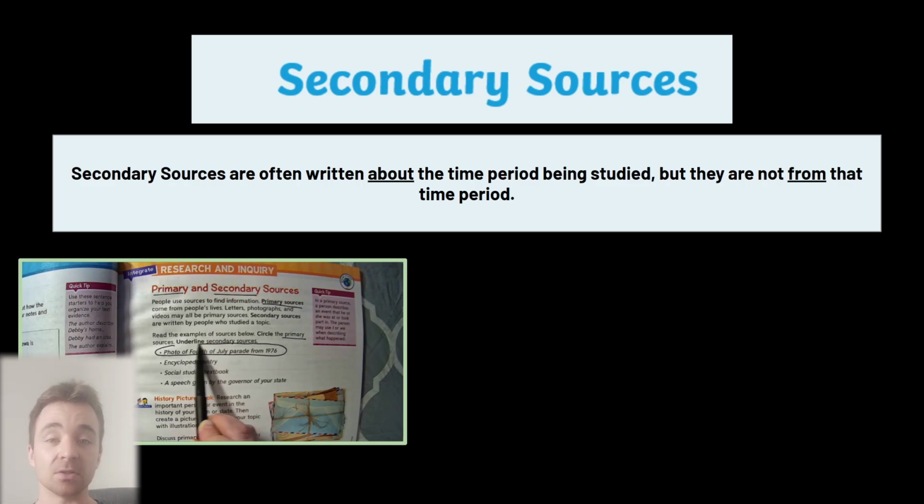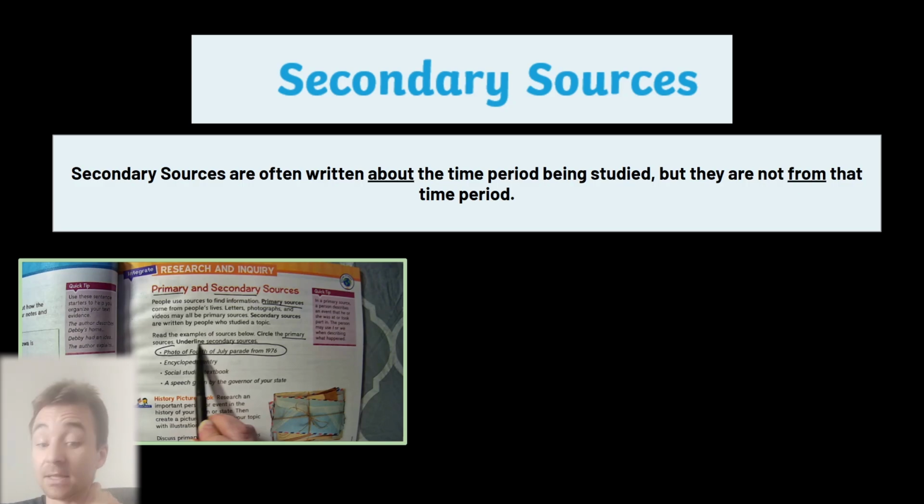This is a secondary source because it is not from the time period being studied. What has happened is somebody has looked at evidence from ancient Egypt, they've written about that evidence, and they've presented that information to us. So they've given us information about ancient Egypt, but what they've given us is not something from ancient Egypt. It is a textbook that has been written in the year 2025. So because it is not from the time period that we're studying, in this case ancient Egypt, for this example's sake, that would be a secondary source.